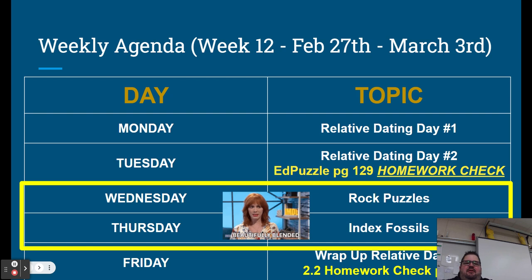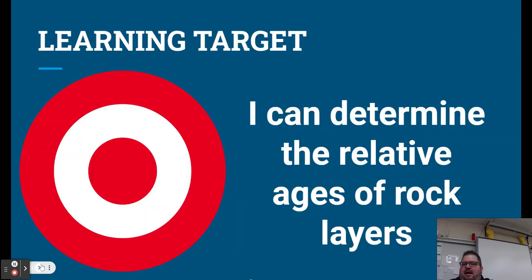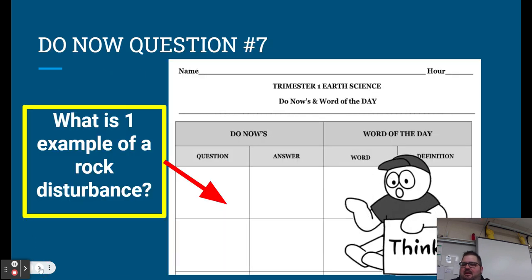Like I mentioned earlier in the week, with our weather delays on Monday and everything else, things are going to kind of start to blend. Wednesday's going to blend into Thursday. Thursday's going to blend into Friday. It's all going to be relative dating, index fossils, and everything else as we make our way through the week together. Our goal today is to determine the relative ages of rock layers.